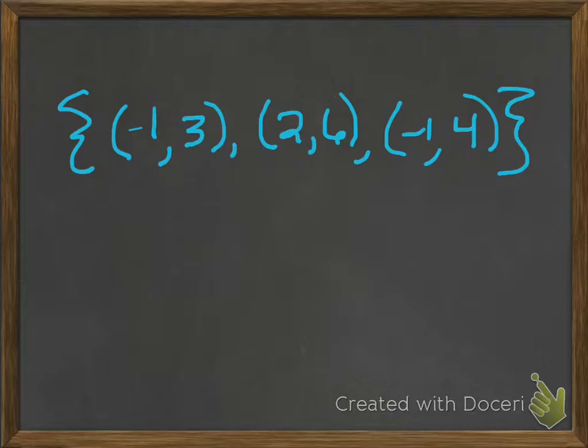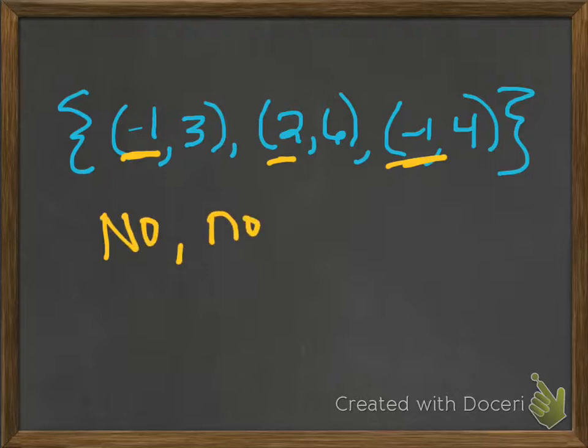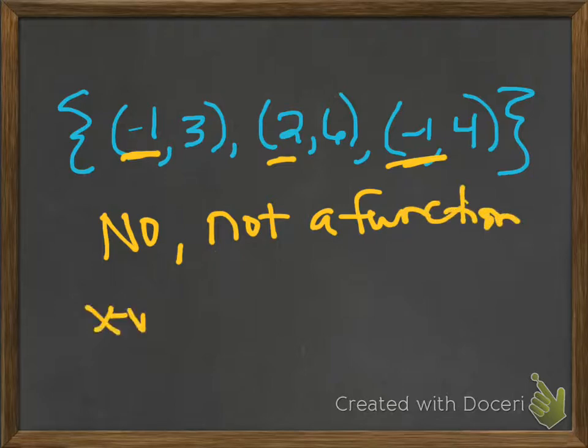Next one, let's take a look here. Let's take a look at the x values. We have -1 and 2 and a -1 again. So -1 is used twice. So this is not a function, because an x value is used more than once.